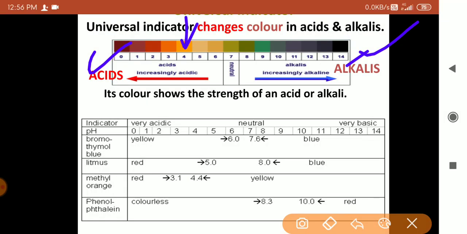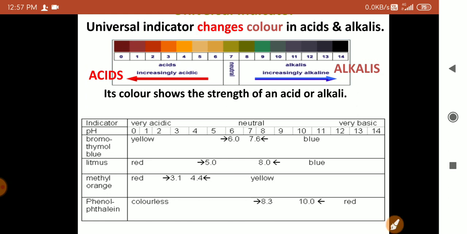The color shown above 4 is yellow. If 1 is the pH, then the color is shown above 1, that is red. Then if you see 14 pH, it's violet color. Then 12, 13, it is blue. At 9, you can see blue-green. So these are the different color ranges. You can just pause the video and note down these readings.